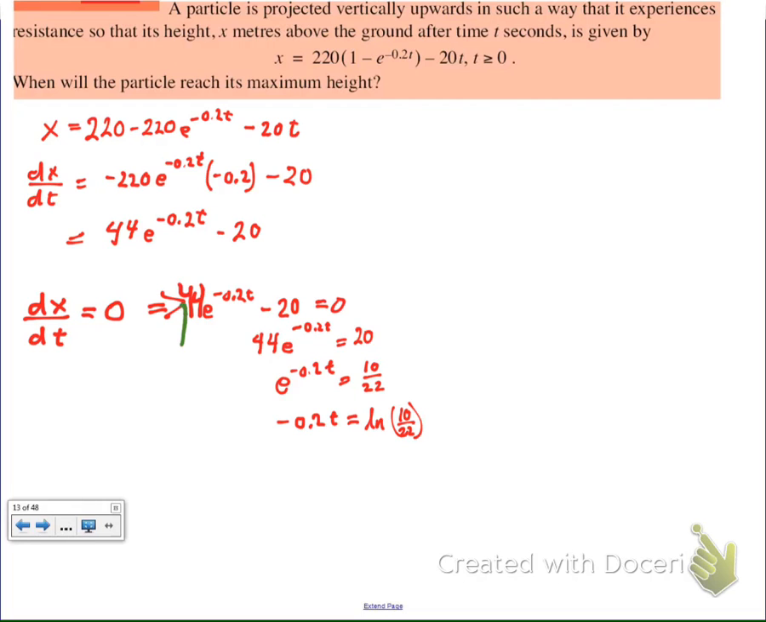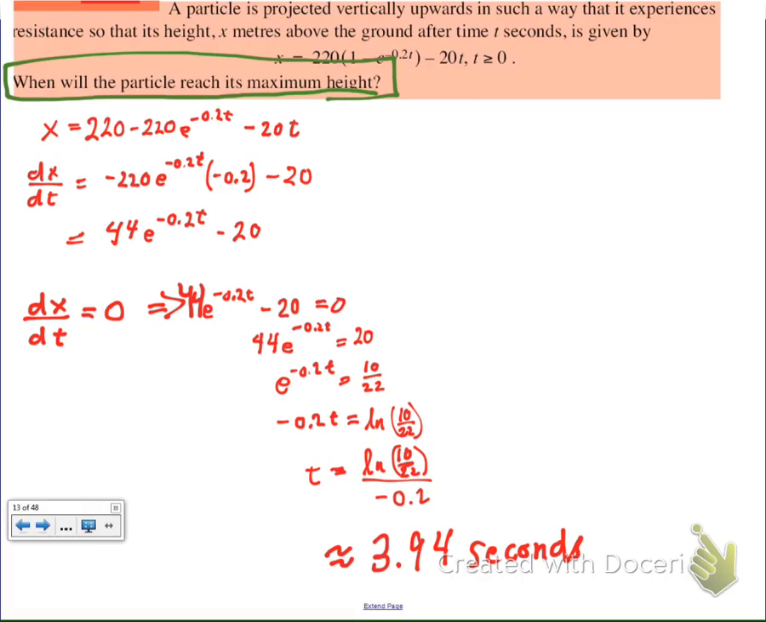Finally then, to find the value of t that makes the equation true, all I have to do is divide by negative 0.2, done, put that into a calculator, and I get 3.94 seconds. We should be clear what the question was, to make sure we answered it, and the question was, when will the particle reach its maximum height? So it just needed to know the time. I have the time. It's going to be 3.94 seconds.